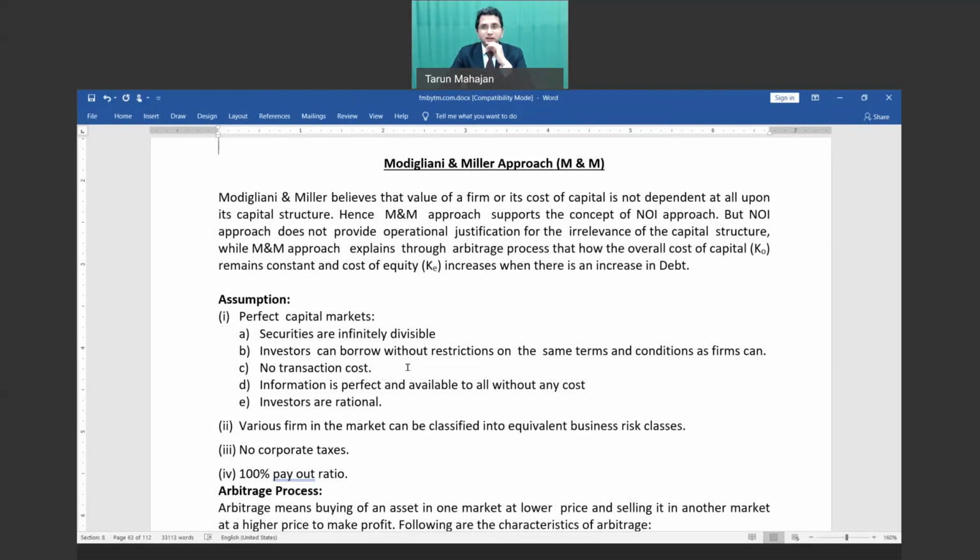So have they copied the concept of NOI approach? No. They have a different way to prove it. Modigliani and Miller actually used the arbitrage process to prove their approach. Do you know what is arbitrage process?